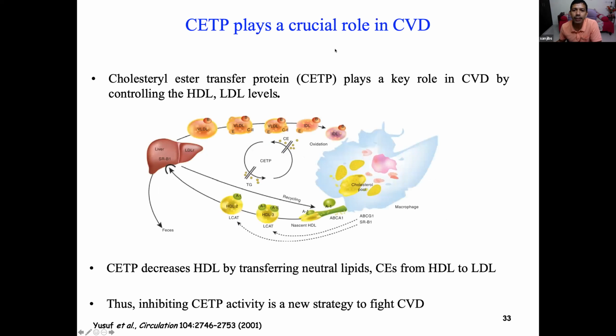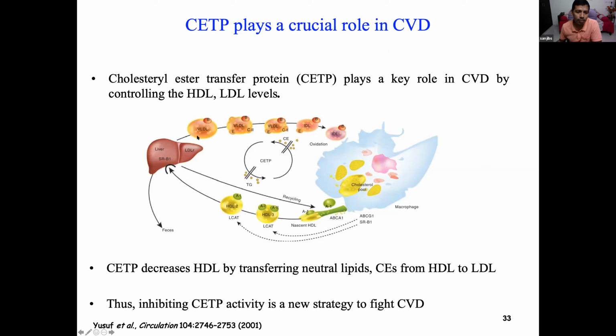So those are examples I showed you by molecular dynamics and QM/MM, but there are phenomena which happen on a larger time scale. Here is a case where I'll be talking about a protein called CETP, and this protein plays a very crucial role in cardiovascular diseases.